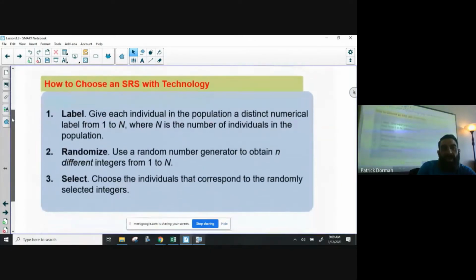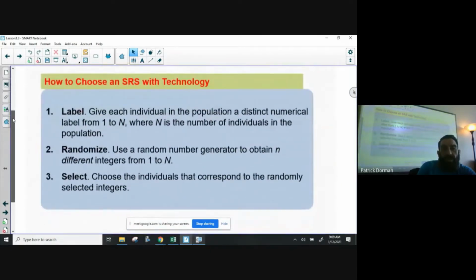Okay, so we're talking about doing this with technology, instead of sitting there writing all those numbers on a piece of paper. We just use a calculator instead. So in our calculator, what we would do is the same thing that we would do in the first case. We're going to give everybody a number. If there were 50 people, we would give them numbers 1 through 50. And then we're going to use a random number generator, in this case, our calculator, to obtain a certain number of numbers.